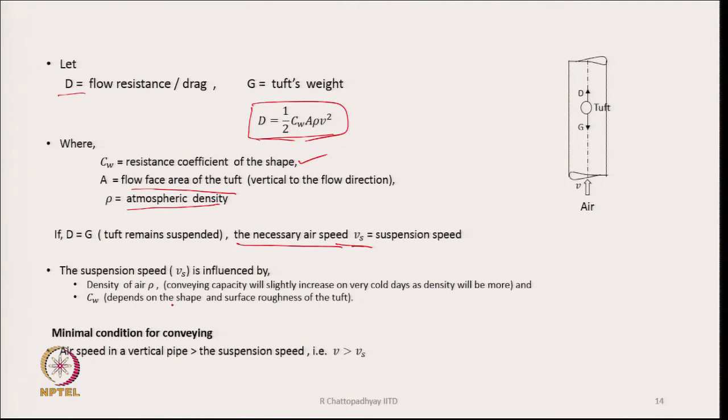Cw in turn depends upon the shape of the particle, or in this case the shape of the tuft, and also depends upon the surface roughness of the tuft, or surface roughness of the particle, whatever we can say. So, Cw depends upon these two, and these are two important factors to remember. Suspension speed will also depend upon the value of A, or A also can change depending upon the shape of the tuft.